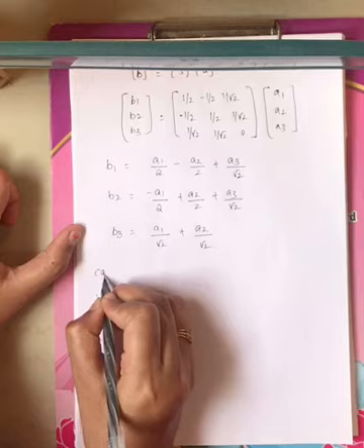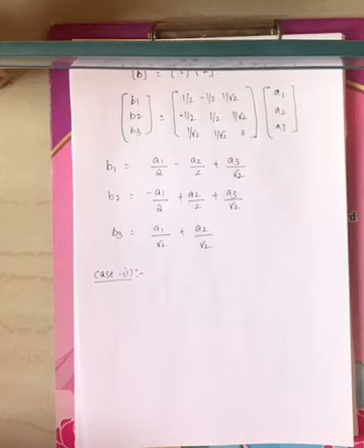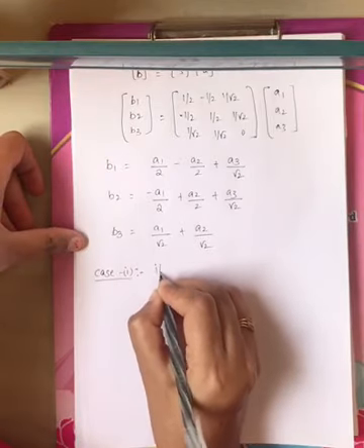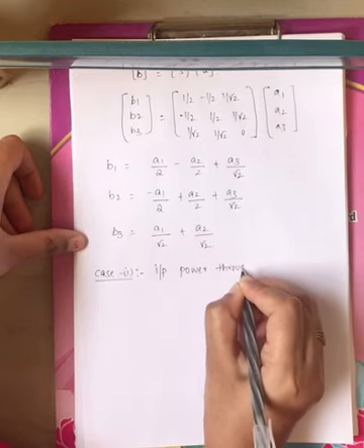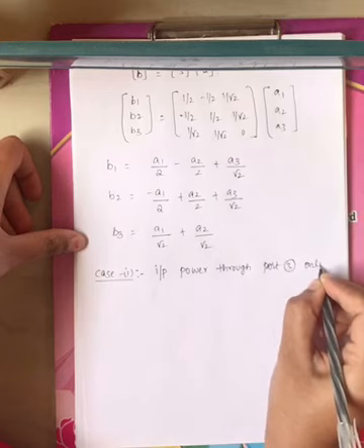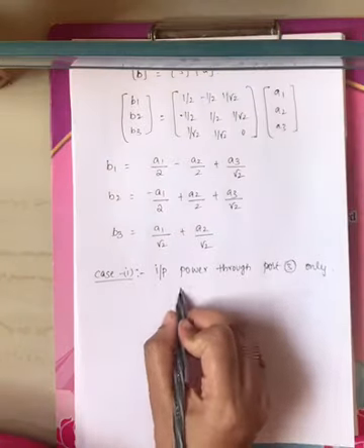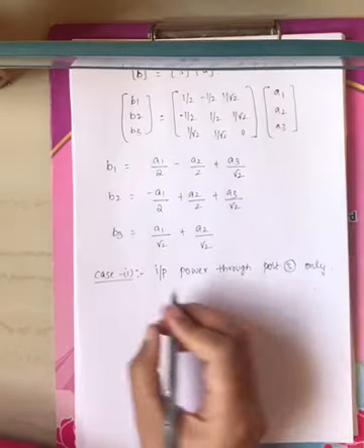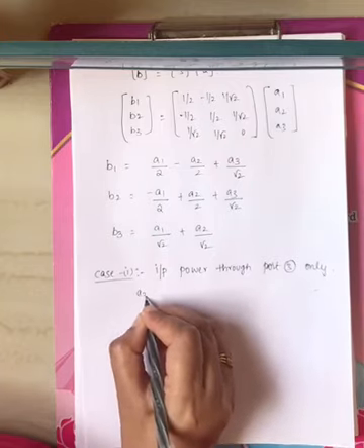Now let us prove its property. Case 1 is input power through port 3 only. The property here is the power division property of the H plane T junction. You are giving input power through port 3 only. Now what is the input power through port 3? That is denoted by A3, right?